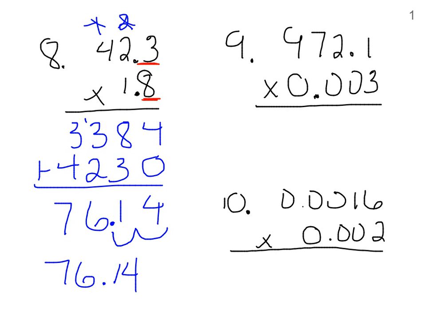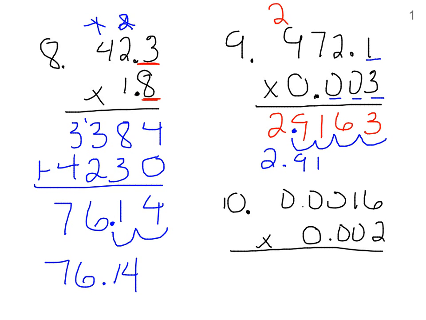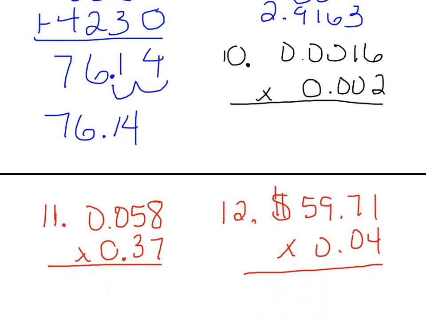Okay, so problem number 9 is another multiplication, and this time you can see that the decimals are not lined up. So we're just going to multiply with the 3. 3 times 1 is 3, 3 times 2 is 6, 3 times 7 is 21, carry your 2, 3 times 9 is 27, plus 2 is 29. And then we count our decimal places, and we see that we have 1, 2, 3, 4 numbers after a decimal, so we go over 4. 1, 2, 3, 4, and it goes there. So our answer is 2.9163.